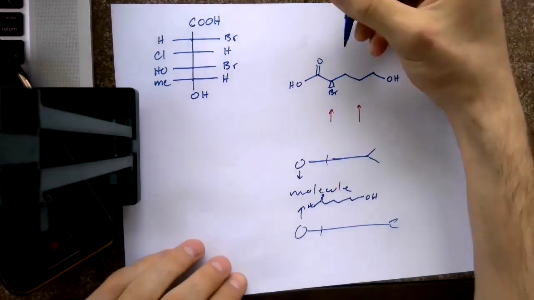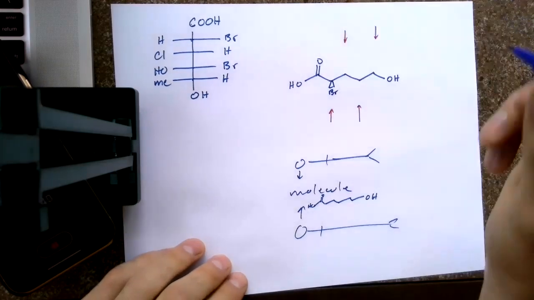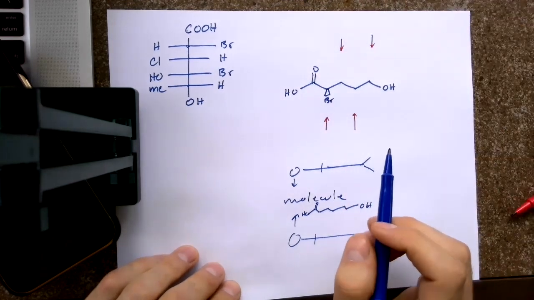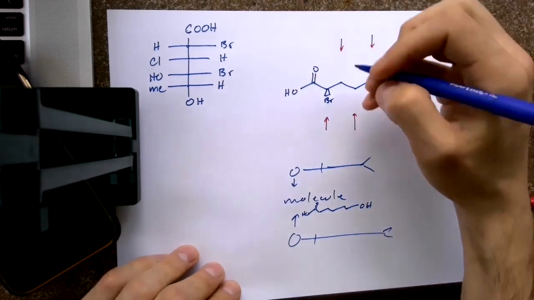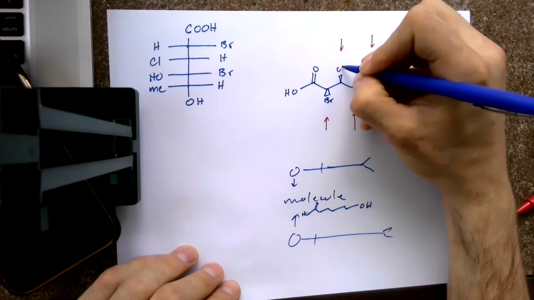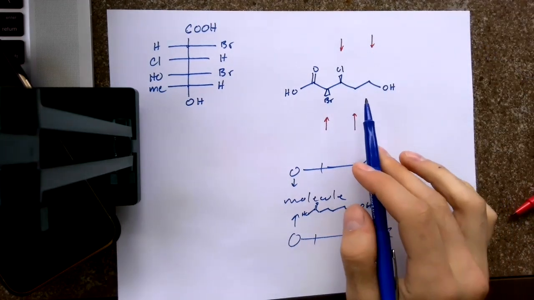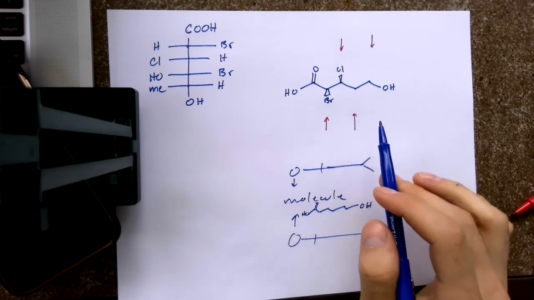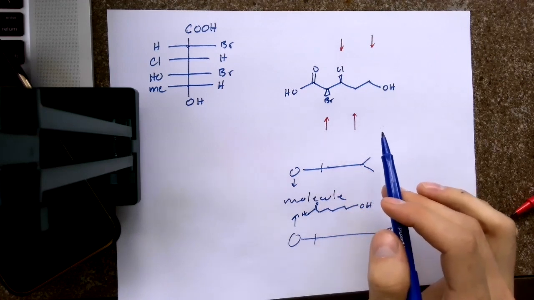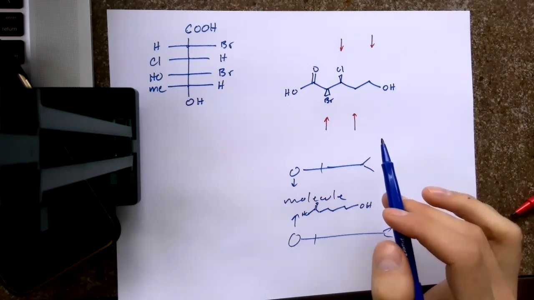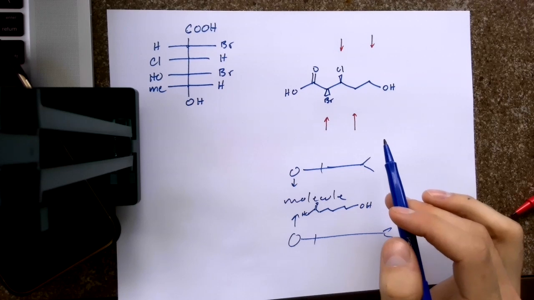So if I flip my tiny perspective now, I see my chlorine is to my left. And again, since I'm looking at it down, if chlorine is to my left, that would mean it has to be coming out at the page again. Now my third tiny perspective, I see my bromine is to my right. And my OH, my alcohol, is coming to my left.